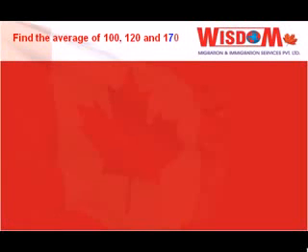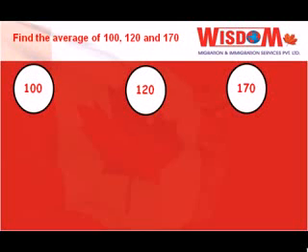Let me assume 3 numbers. The first number to be 100, the second number to be 120, and the third number to be 170. Now the first number is 100. Now please note down the steps as I solve this example. I will assume any number to be the average. Now let me assume 100 to be the average.